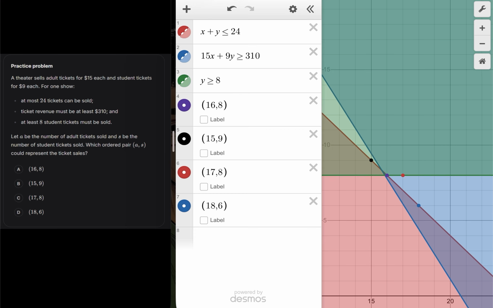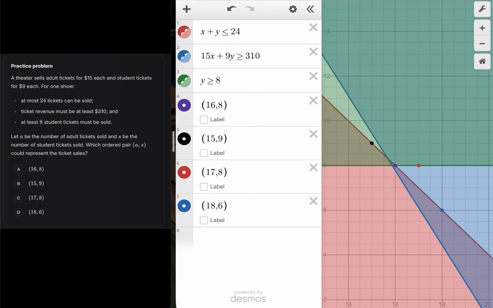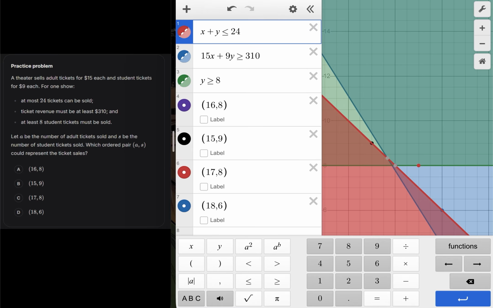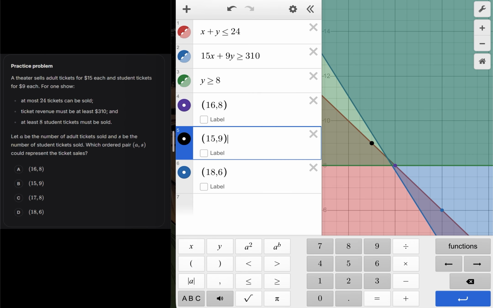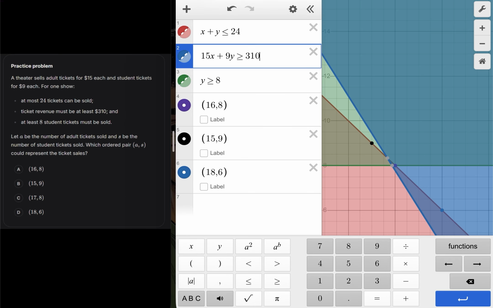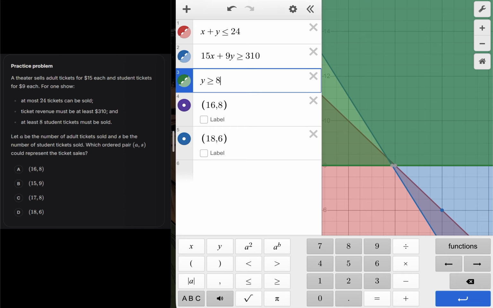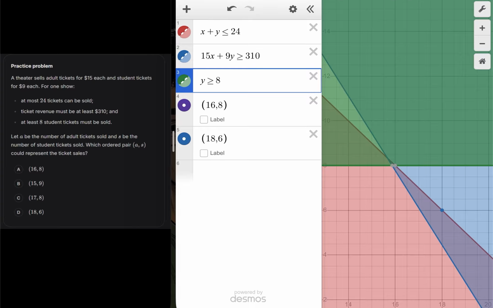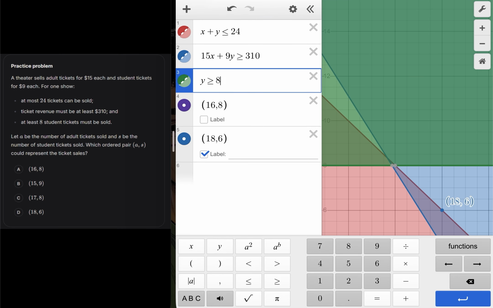Well, in our case, if you look at the red region, you can see that obviously the red point does not lie in that region, right? That 17 comma 8 does not lie in the region of the red. So that's not a solution, right? What else? If you look at the blue region, you will see that the black point does not satisfy. It lies outside the blue region, so you can cross that out. Finally, if you look at the green region, you will see that the blue point here, 18 comma 6, does not lie in that green region, so you can cross that one out.